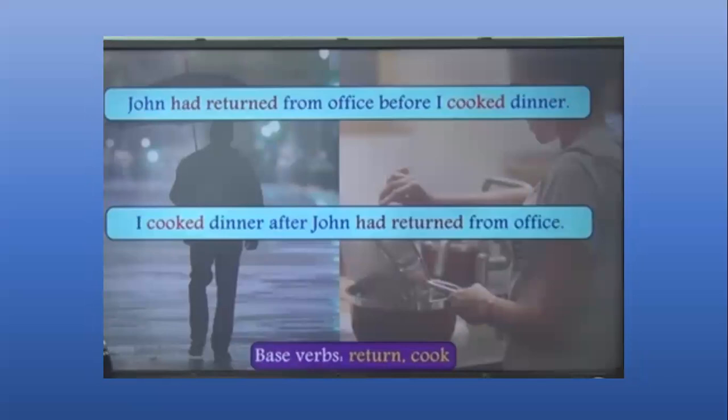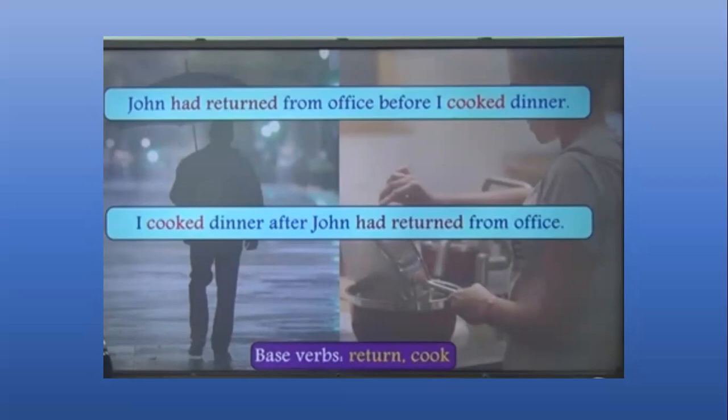The same thing, John had returned. So this sentence can be written two ways. You can use before also and you can use after also. Before and after, how are you going to use them? I cooked dinner after John had returned from office.